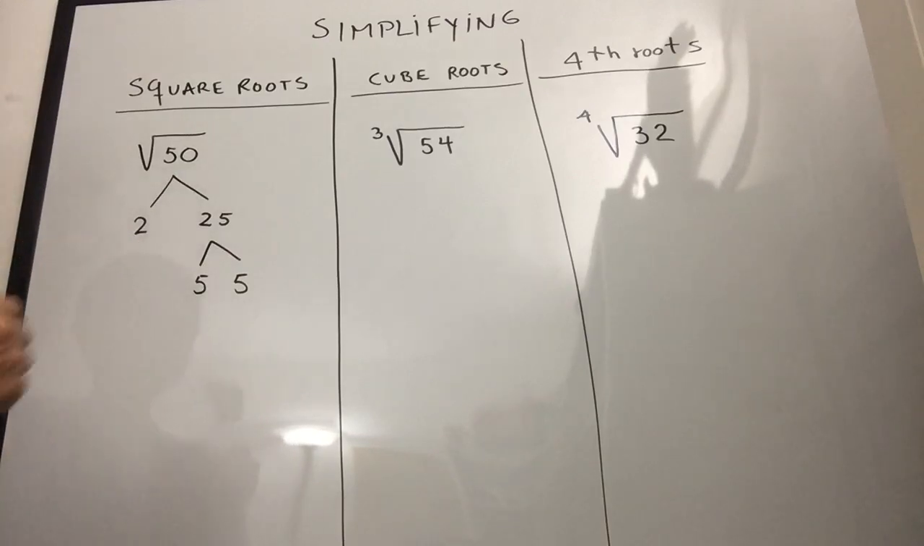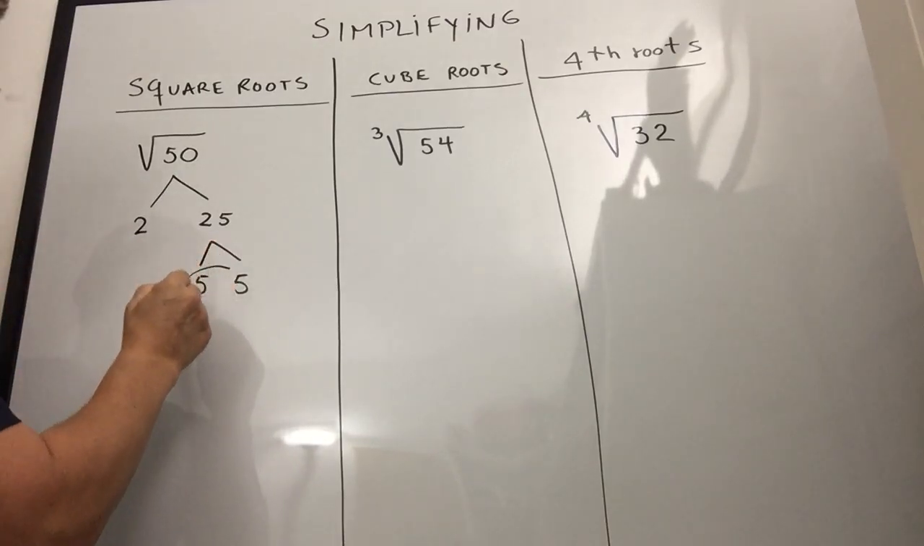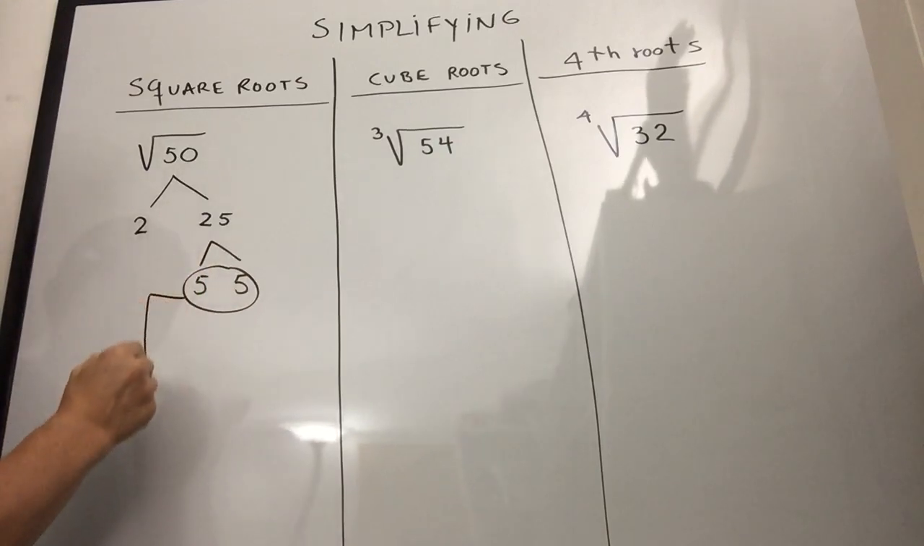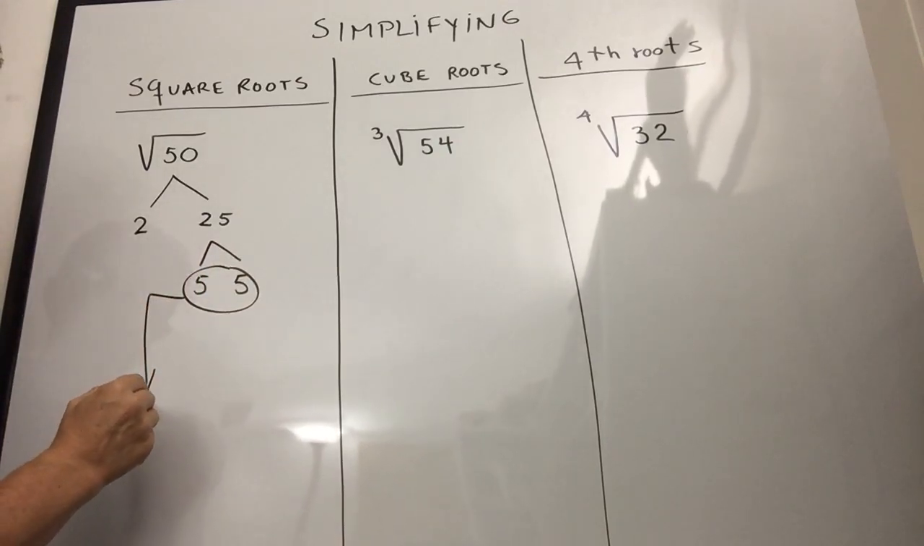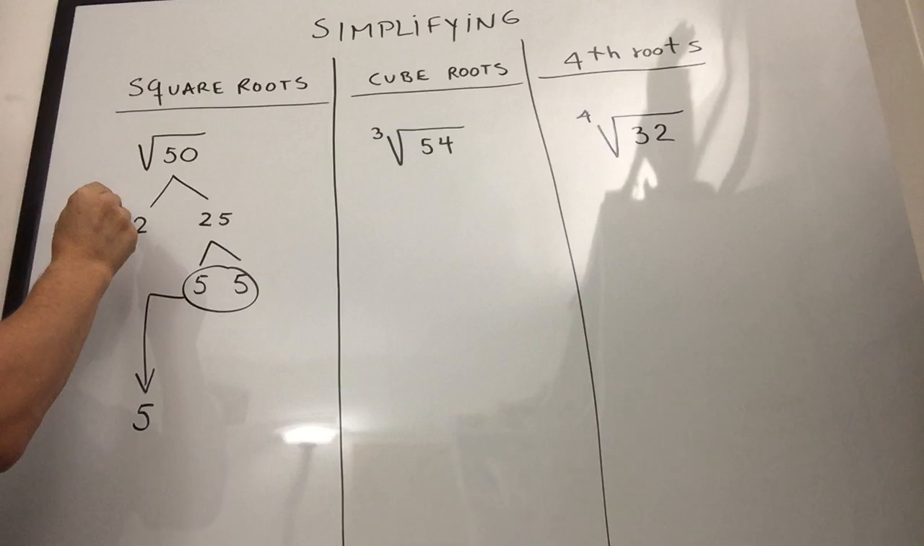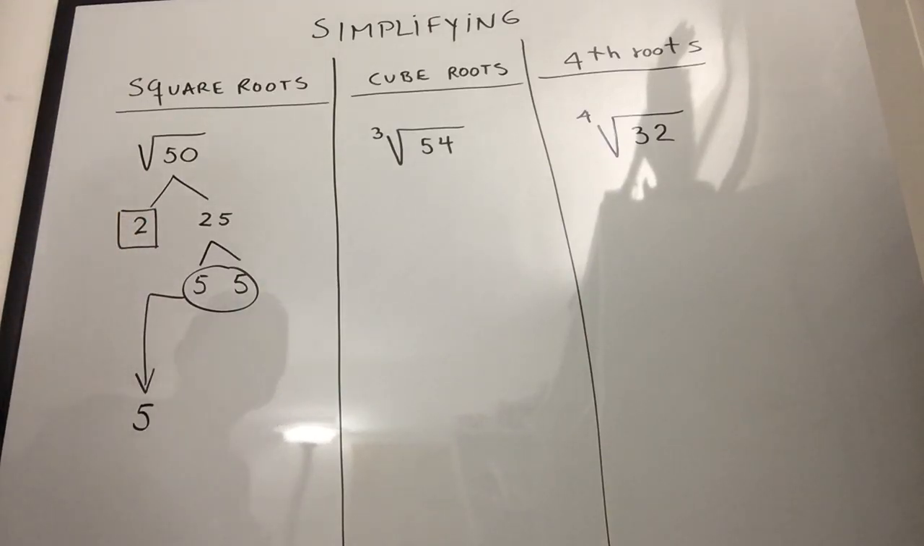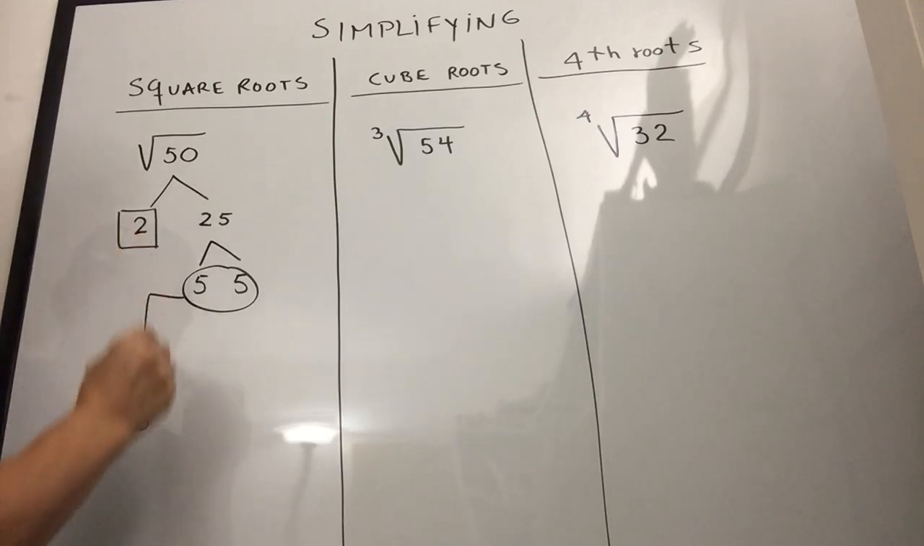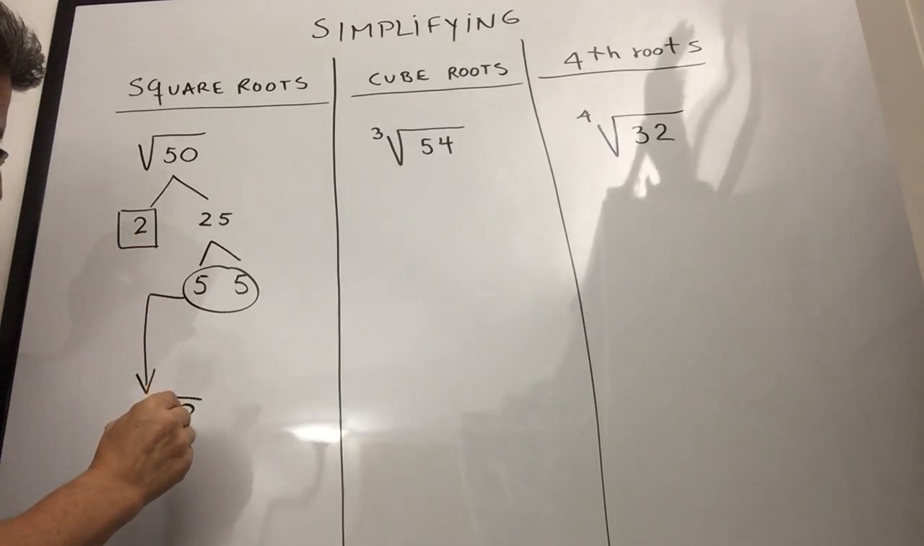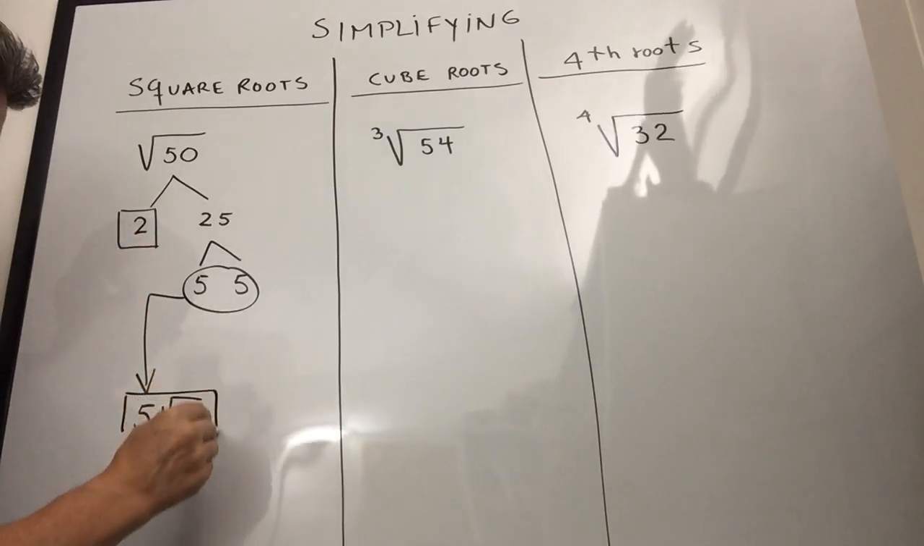Now, you're going to group in pairs. So here's a pair, and that pair is going to come down as a single 5. This guy right here in the box, he doesn't have a partner to make another pair, so he comes down as a radical. And this is the answer right here.